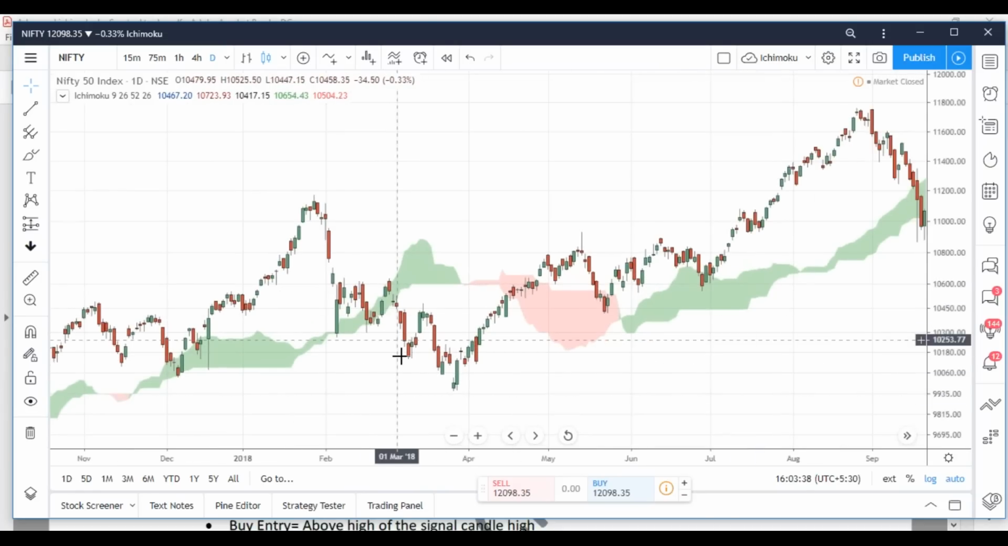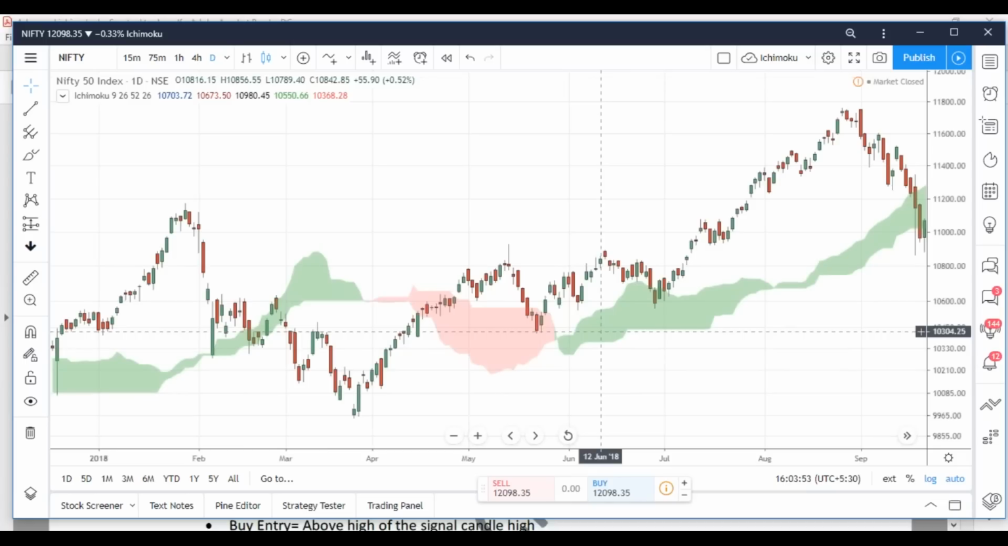Here, see, Nifty closed below the cloud, but we did not get any pullback entry toward the cloud. That's what I said. This strategy is excellent, but it gives very few trades, so it is most suitable for people who are working or have other business, and are not the ones who take a lot of trades.